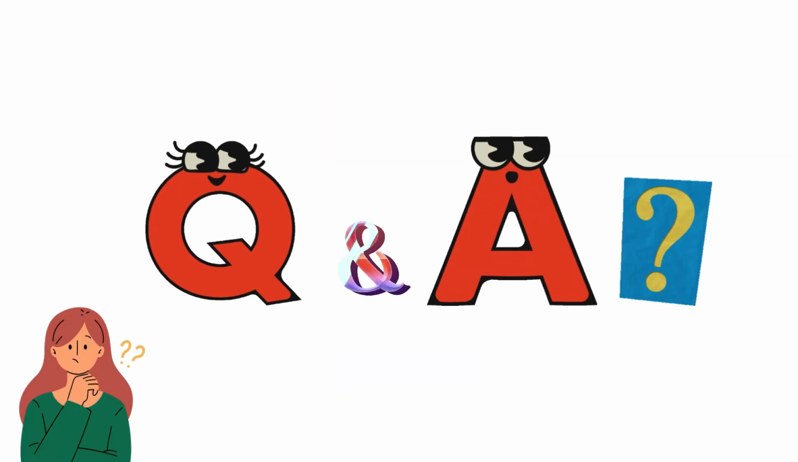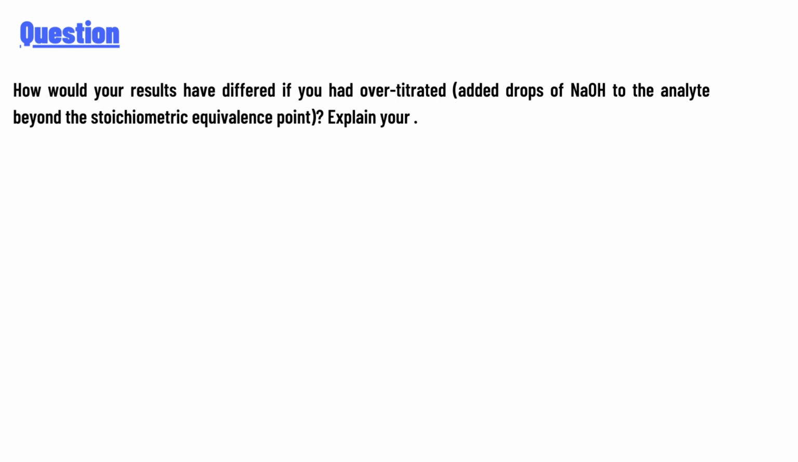So our today's question is: How would your result have differed if you had over-titrated, adding drops of NaOH to the analyte beyond the stoichiometric equivalence point? Explain your answer.